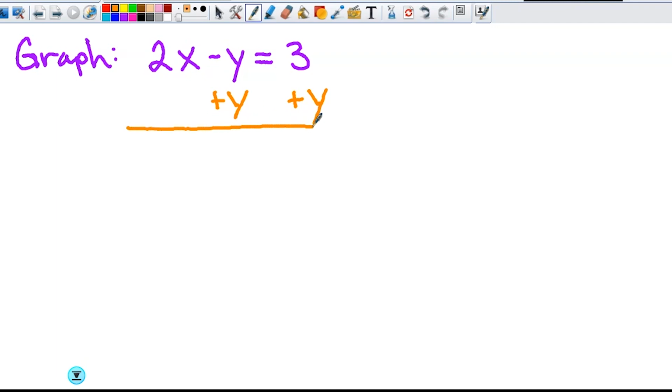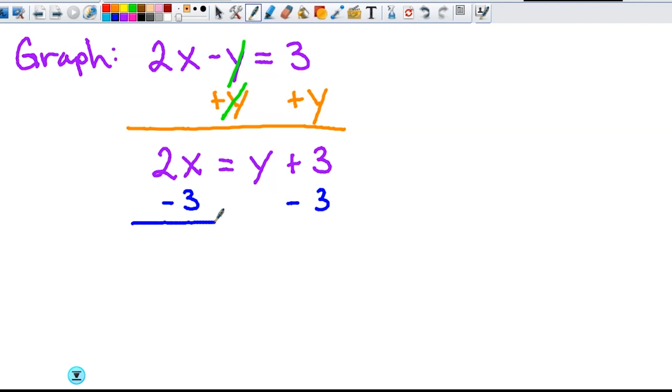So you already know the y's are going to cancel out, and then I'm just going to bring down my 2x. Alright, and then the next thing I want to do to get y by itself is I'm going to subtract 3 from both sides. And then these 3's cancel out, so now y is by itself.